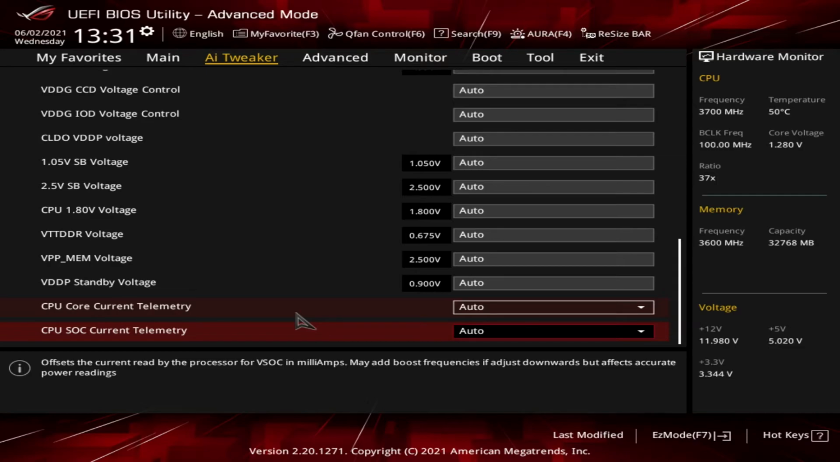If it is adjusted downward, it may add boost frequencies because the processor is not quote-unquote reading the full amount of power being supplied. So essentially, you're cheating the system by having it read a number lower than is actually being fed to it. And again, this could allow you to get higher performance from the system at the trade-off of potential instability or potential damage to the components, more heat, more power, all the standard things that overclockers have to contend with.